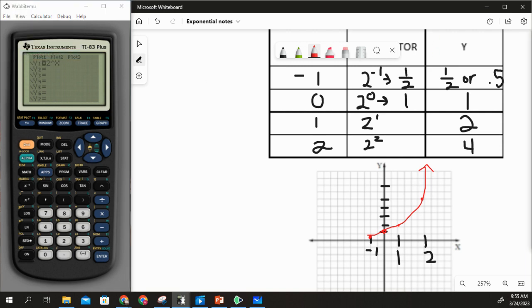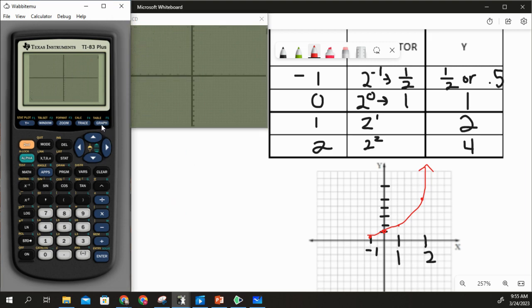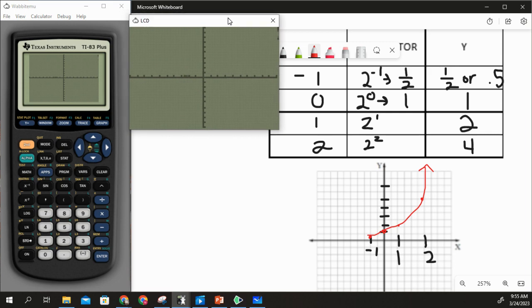Let me detach this. Let me make this a little smaller. All right, we got 2 to the x power over here. Okay? Hopefully that's big enough for some of y'all to see. My bad if it's not. We go through and graph it. There's our graph. All right, things that you might notice.